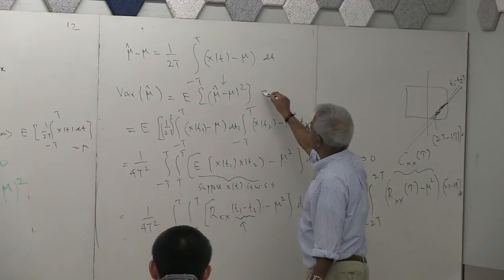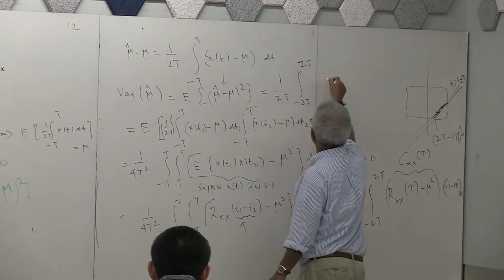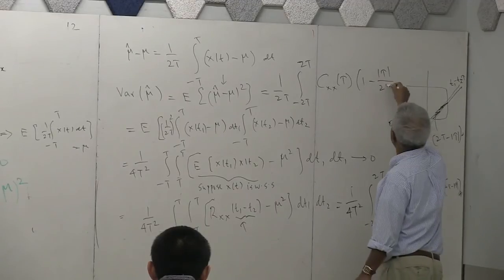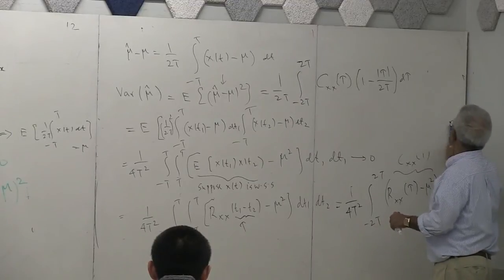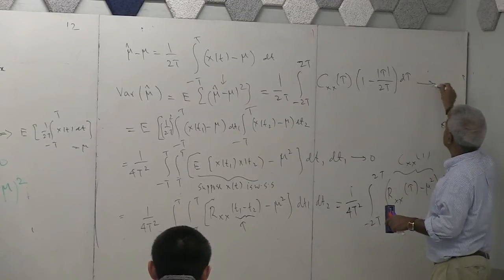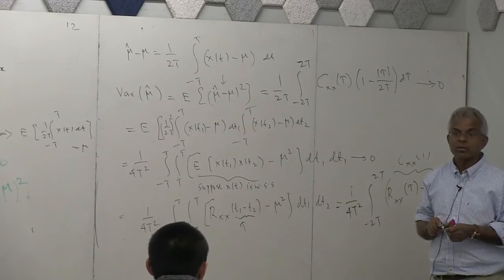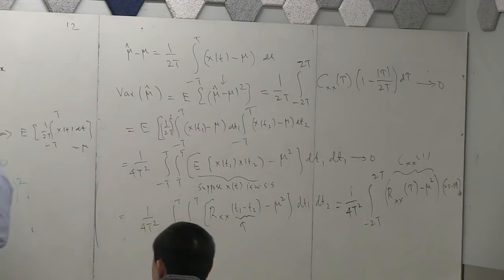So this quantity I'm going to write as 1 over 2T, integral from minus 2T to 2T of Cxx(tau) multiplied by (1 minus tau over 2T) d tau. Should go to what? If this quantity goes to 0, then what happens? This behaves like this, and this becomes true. So that means that quantity converges to this in probability 1, or mean squared convergence.